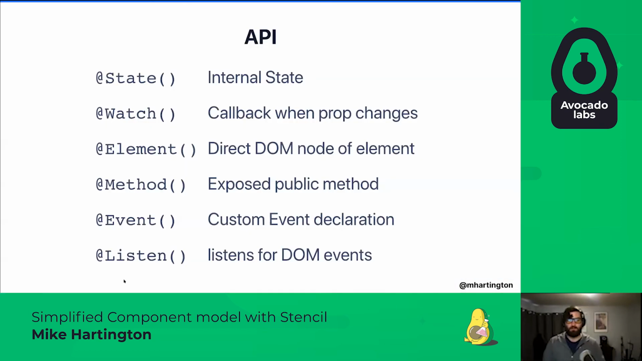Now, there's a few different APIs that we have in here. State, for instance, is a simple one to prop, except this can be mutated internally. Prop cannot be mutated internally to the component. Watch will allow us to connect callbacks to whenever properties change, element to grab the direct DOM node, method for exposing custom methods, events for custom events, and listen for listening to global events.